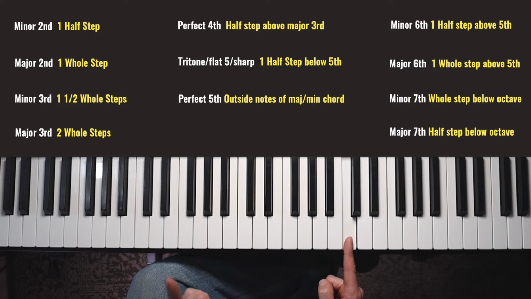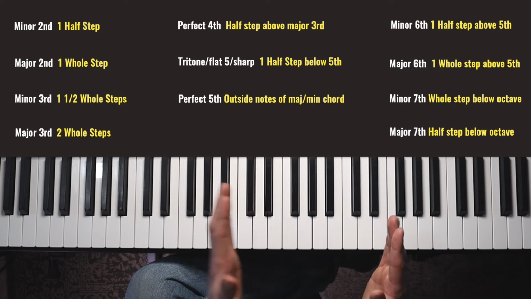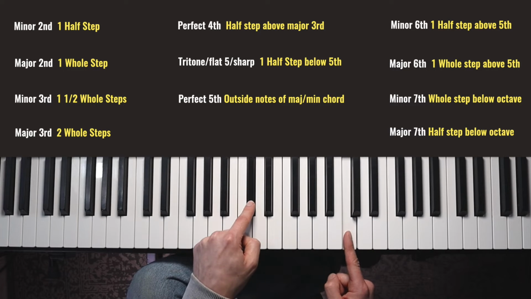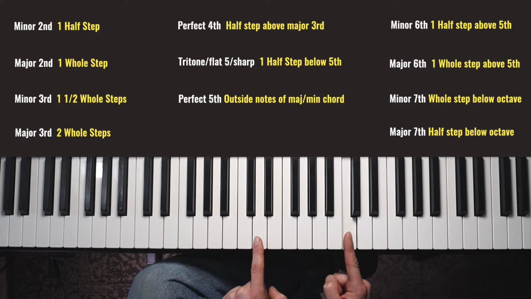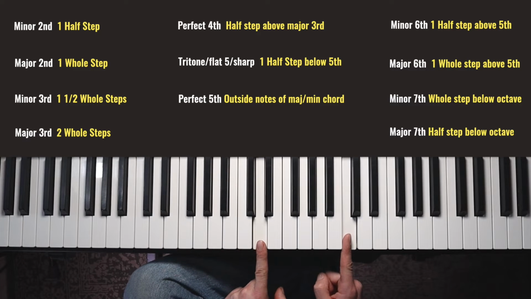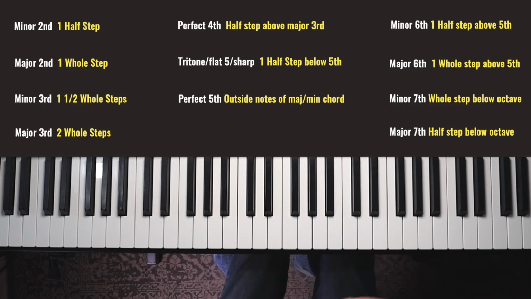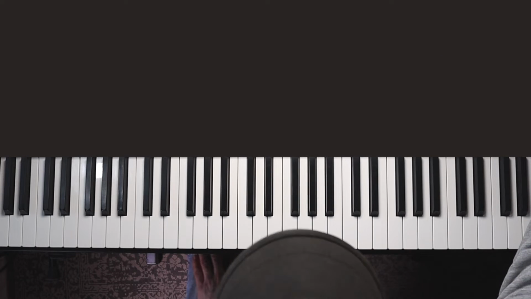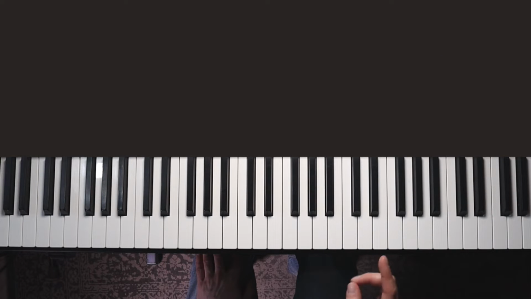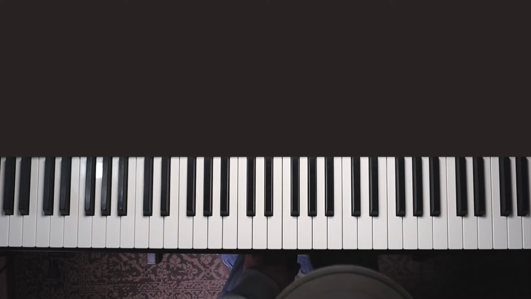And if you're doing it in reverse, you still shrink the gap. You shrink it by a half step for a major seventh, and you shrink it by a whole step for a minor seventh. Okay, so let's get going. We'll do about 4 minutes or so of finding intervals above. So I'll play a note and then tell you the interval.